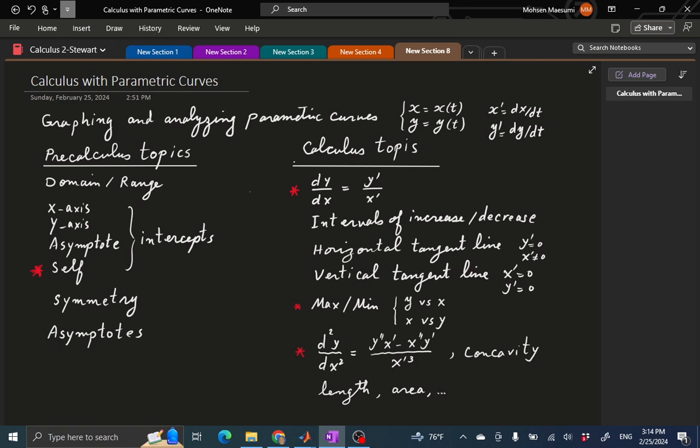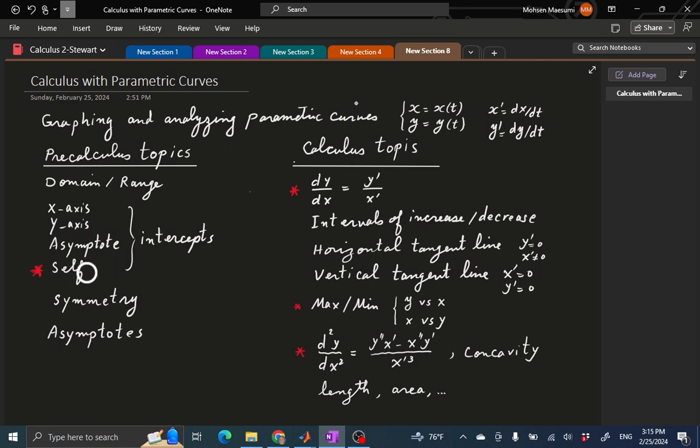So I'm going to select a few items that I have marked here and talk about them, and hopefully you think about the rest of them. In general, the topics divide into two categories. One is pre-calculus topics that don't need any differentiation or integration, and calculus topics is what you start to learn in calculus. So pre-calculus topics was the issue of domain and range, the issue of intercepts, intersection of our curve with any curve of interest.